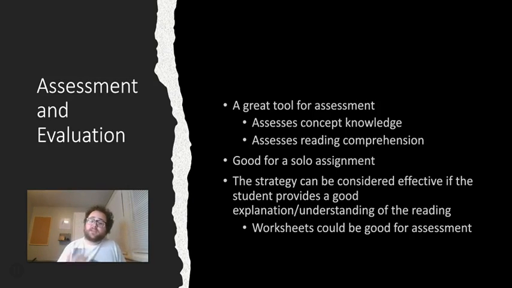And yeah, it can be considered effective if the student provides a good explanation and understanding of reading. So that's how you'll assess it. That conversation after the article is just as important as the beginning ones. Seeing how their knowledge of the subject matter has grown, did it stay the same, or are they more confused? That's how you will know if this literacy strategy was utilized effectively.